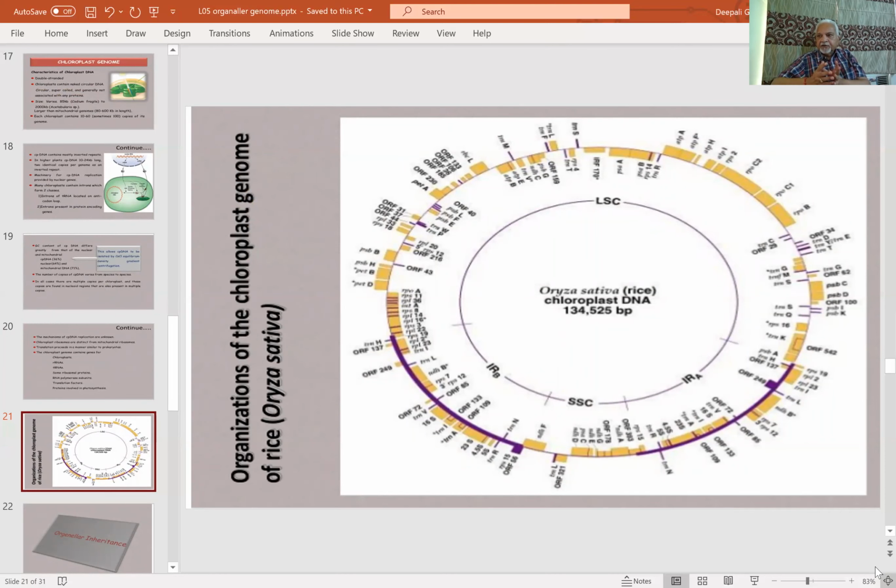And like mitochondrial genome, chloroplast genome has also been sequenced, mapped, and annotated. This is the genomic map for rice or Oryza sativa. It's just to give you an idea that our knowledge today about the chloroplast genome has been up to date in terms of sequencing of this genome and mapping that genome, what all it contains.